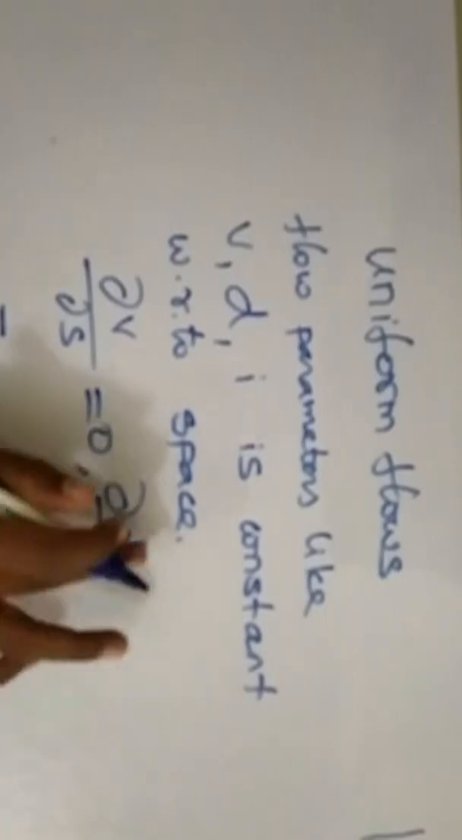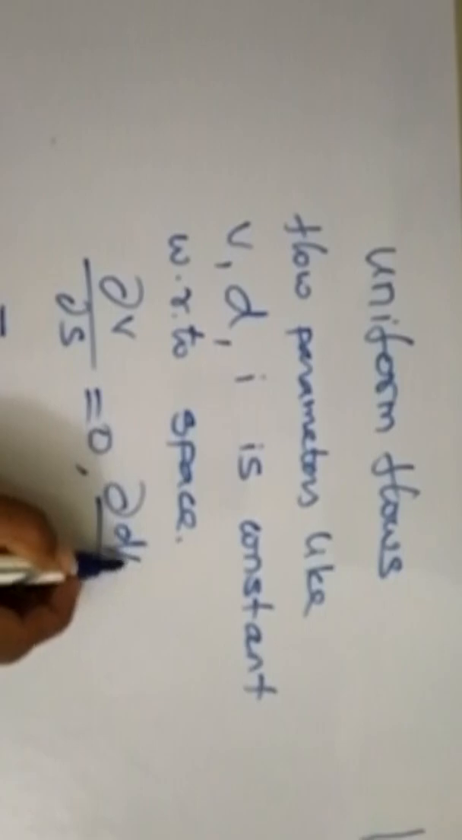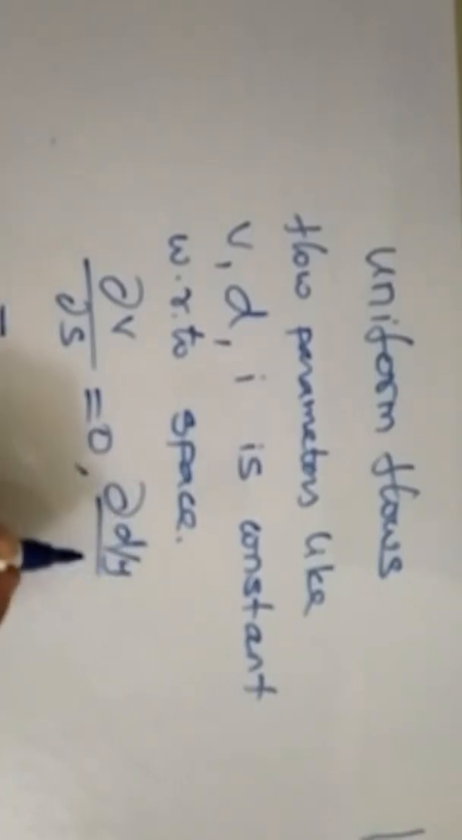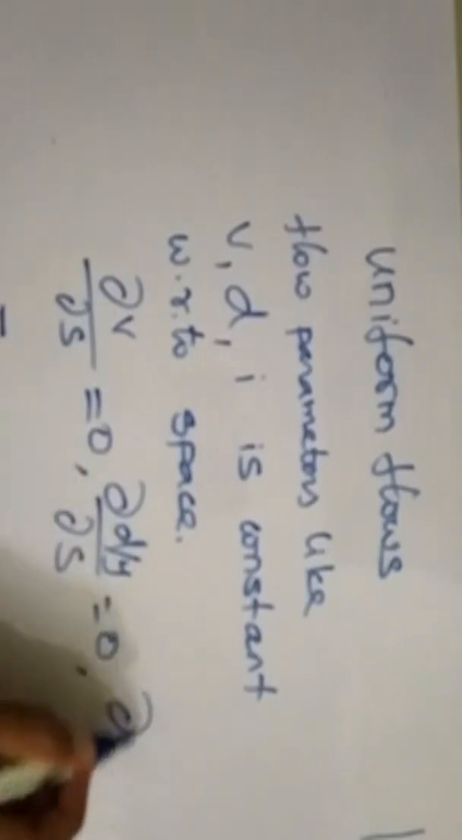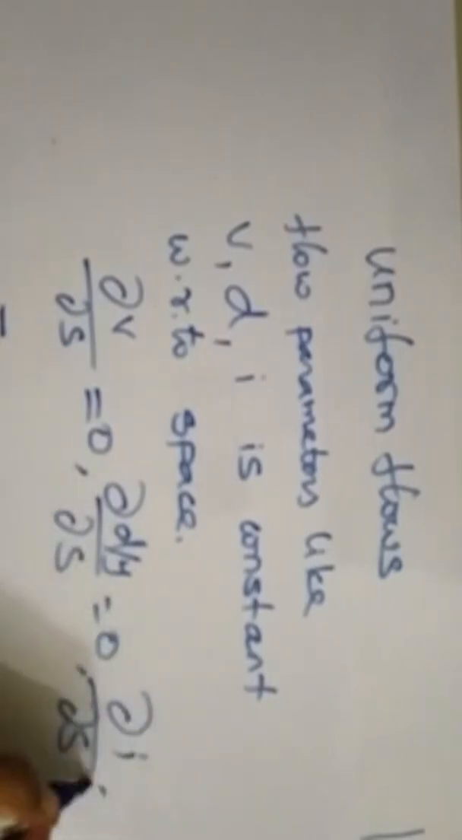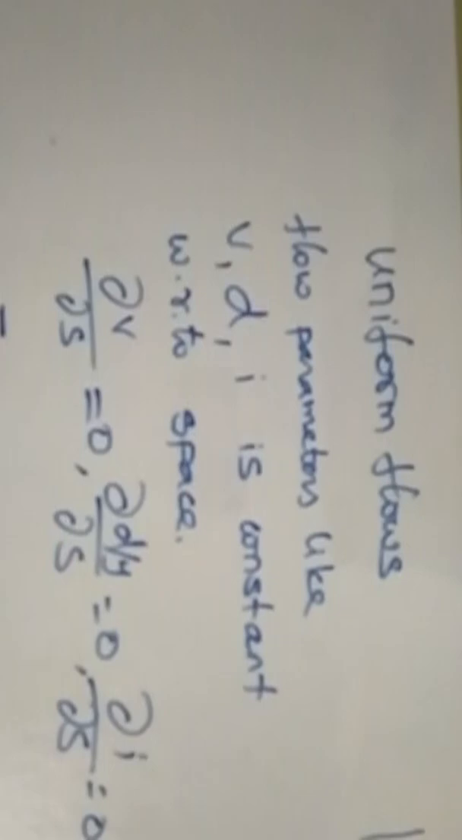Similarly, ∂depth, I can use depth as Y or D, I can use any one term, divided by ∂S is equal to 0. ∂I divided by ∂S is equal to 0, where I is nothing but bed slope. So this is the uniform flow condition.